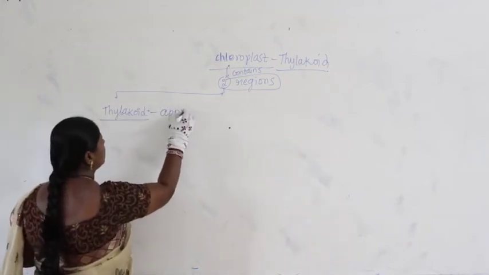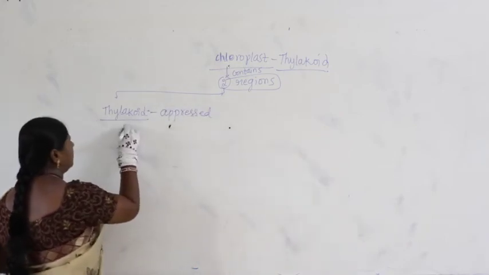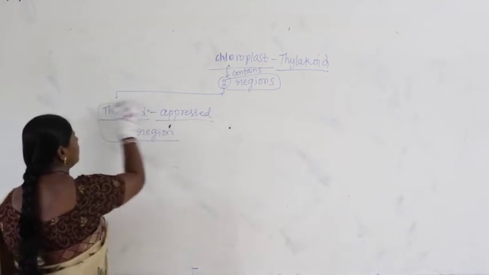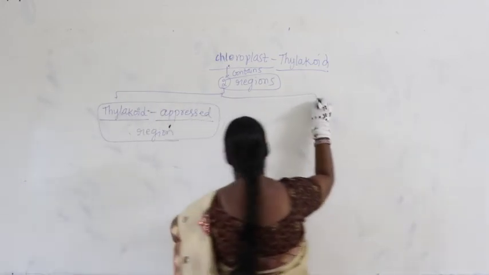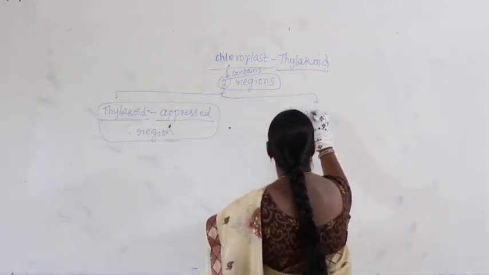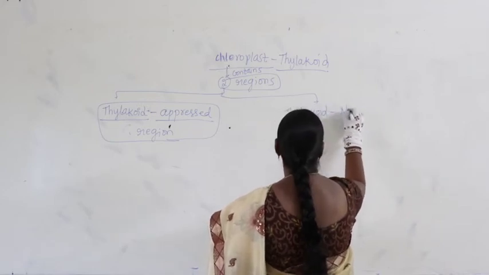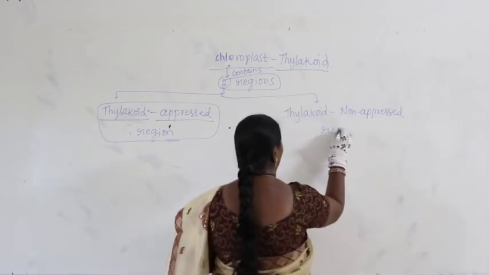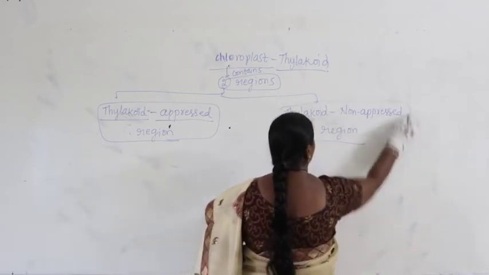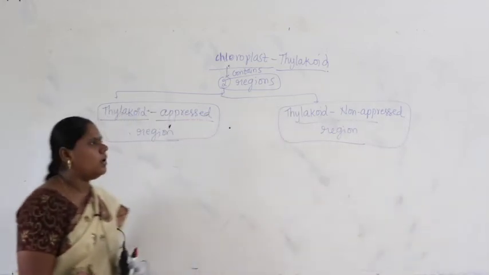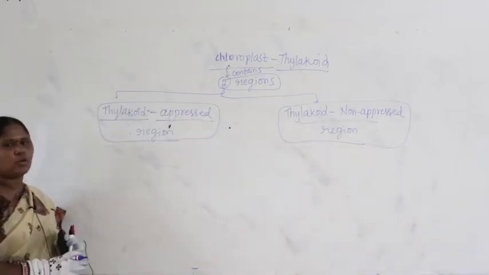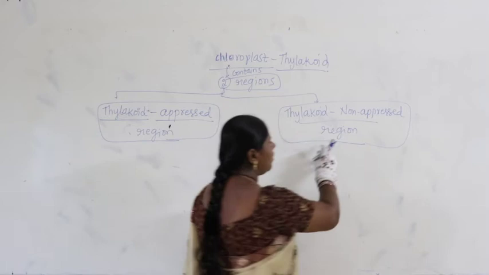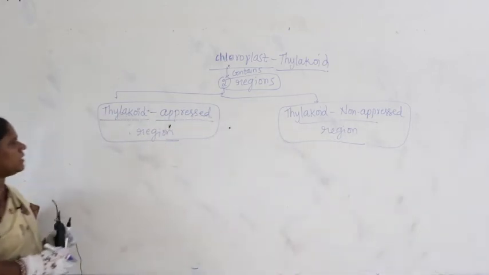Thylakoid appressed region, and the other one we call thylakoid non-appressed region. Okay, so we have two regions in the thylakoid. What are they? Thylakoid appressed region. The other one is called thylakoid non-appressed region. So what is that if you look at it?